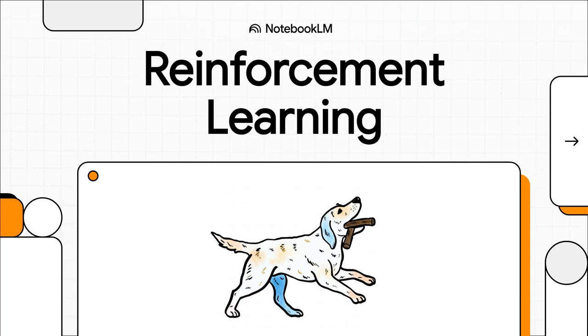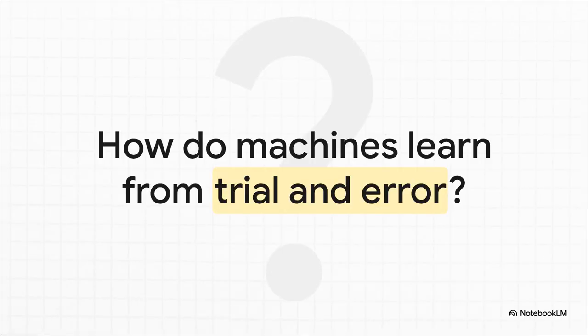Welcome to the Explainer. Today, we're going to break down the fundamentals of one of the most fascinating fields in AI, reinforcement learning. So let's kick things off with a pretty big question. How can we teach a machine to master something, not by feeding it a bunch of rules, but by just letting it learn from experience? How does it figure out the best moves in a game or how to control a robot, all by itself?